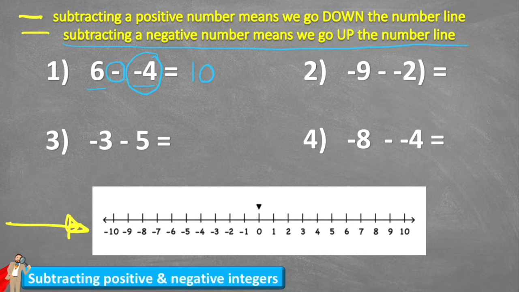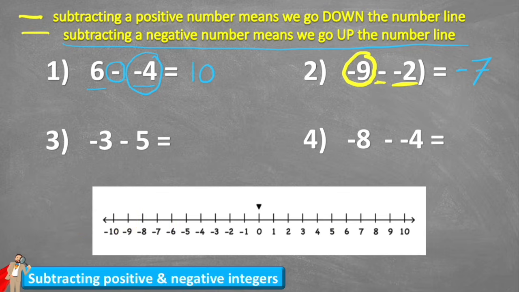Let's have a look at question 2. And this time we're starting at negative 9. Find that on the number line, there it is. And this time I am subtracting a negative 2. Now if I was adding a negative 2, I would come 1, 2 down my number line, because that would be adding more debt. But this time I'm taking away some debt, so therefore I come up the number line 1, 2, and I land at negative 7. So negative 9 subtract a negative 2 leaves me with negative 7. Again, following that rule, subtracting a negative number means we go up the number line.